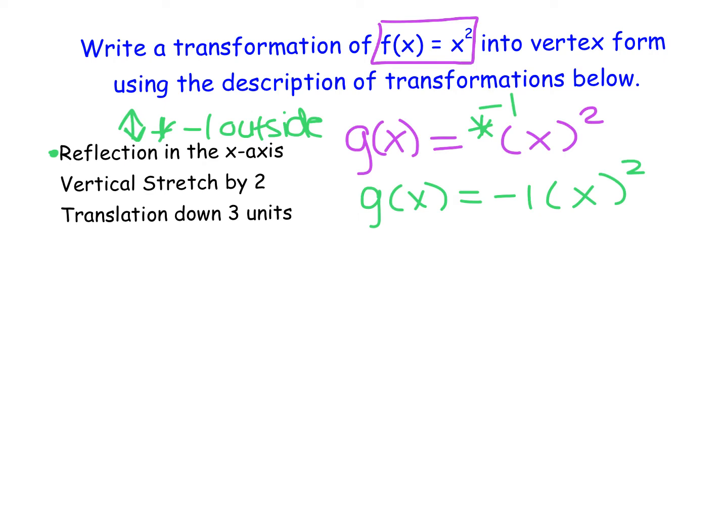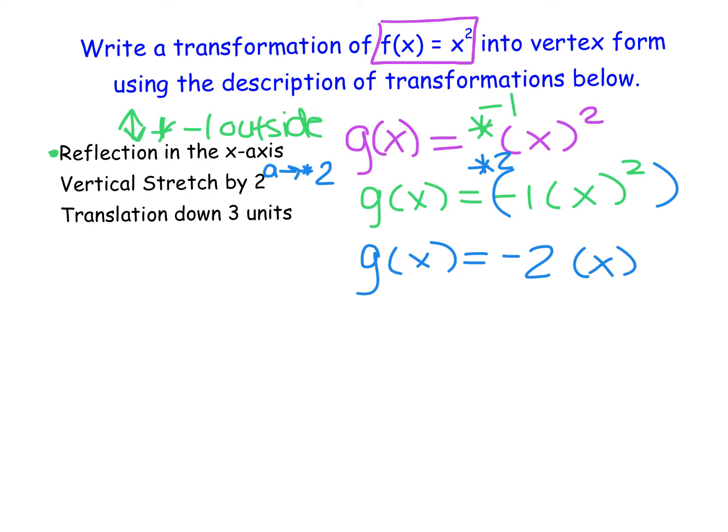Then from here, the next piece is we're going to vertically stretch this by a factor of 2. Remember, our vertical stretch is our a value, so we're going to multiply the outside of this entire function by 2. As a result, we're going to put a little parentheses around it and multiply this outside by 2. That is going to vertically stretch it up to be twice as tall. So we have -2 now on the outside, x in our parentheses, and then the squared on the outside. So we've taken care of that one.